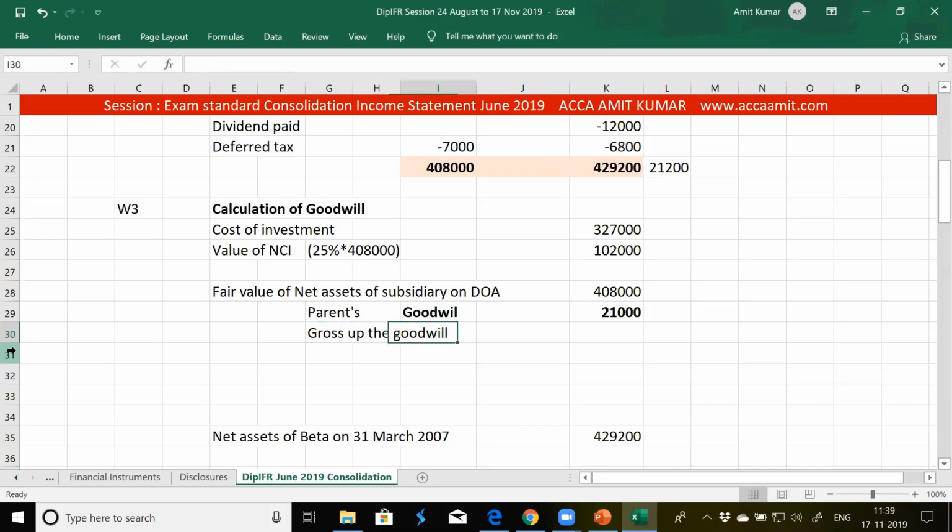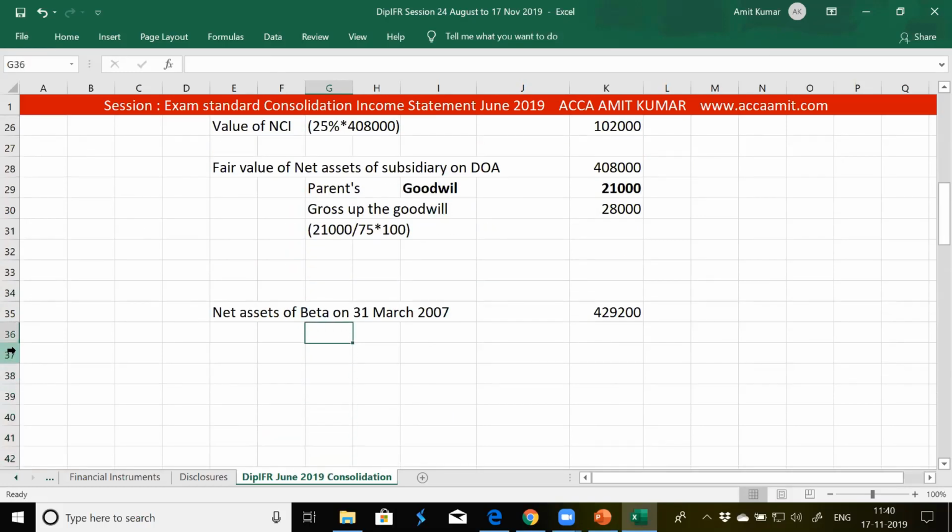This 21,000 is representing what percentage? 75. How much would be 100? $21,000 represents 75%. How much would be 100? 28,000. So we gross up the goodwill: 21,000 divided by 75 into 100. This will represent the total net assets of subsidiary. Goodwill added to the cash generating unit is 28,000.